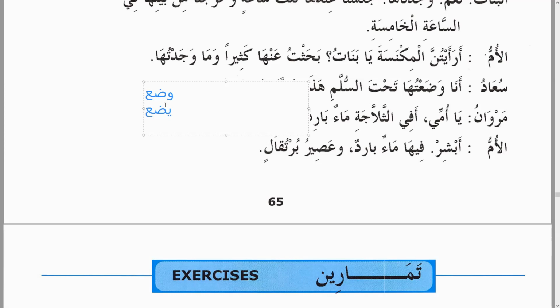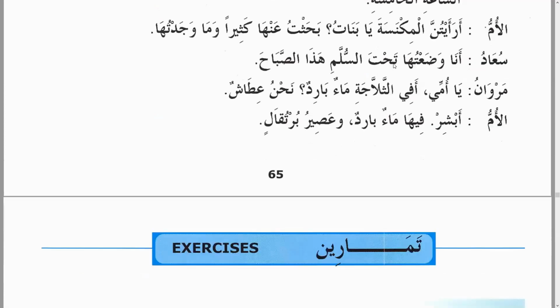So this is wada'a, yada'u, to put. Ana wada'atuha tahta sullami. I put it below the stairs this morning. Tahta sullam, tahta is below the stairs. Hadha sabaha, this morning. Tahta is zarfu makan, right?